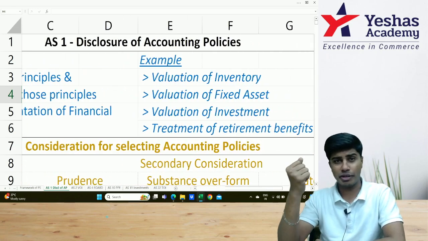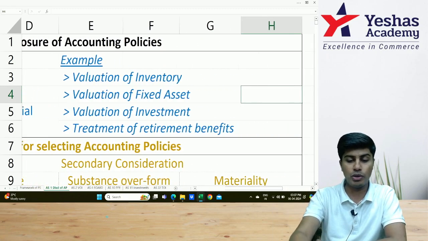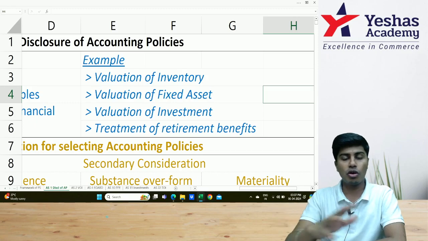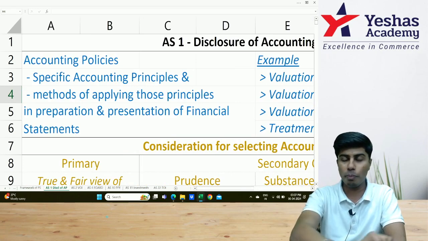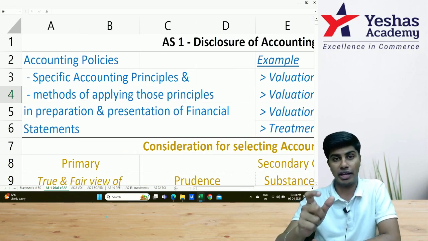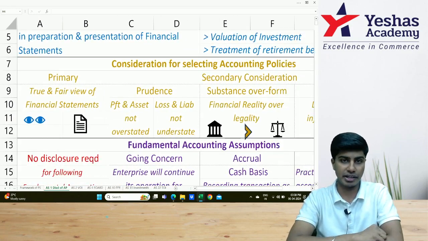Similarly, in investment accounting, you again have an option to do FIFO or weighted average method. When you are trying to value retirement benefits, again you have an option. All of these options together are what we call accounting policies. Now, how to pick among these several options that we have? We have two considerations. One is the primary consideration, the second one is the secondary consideration.